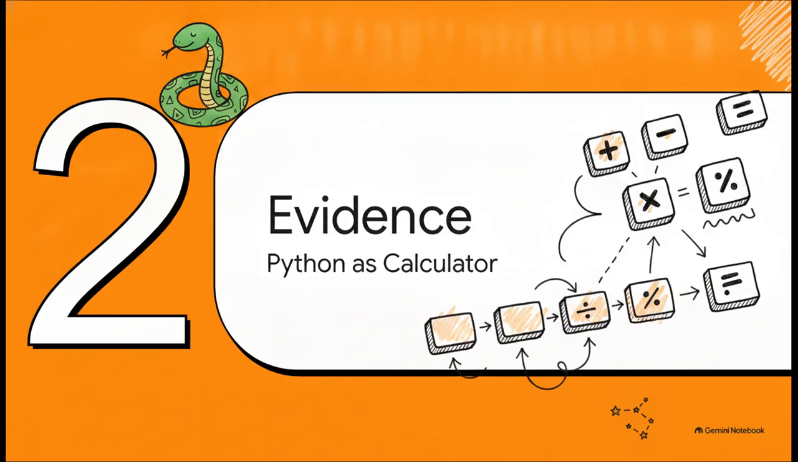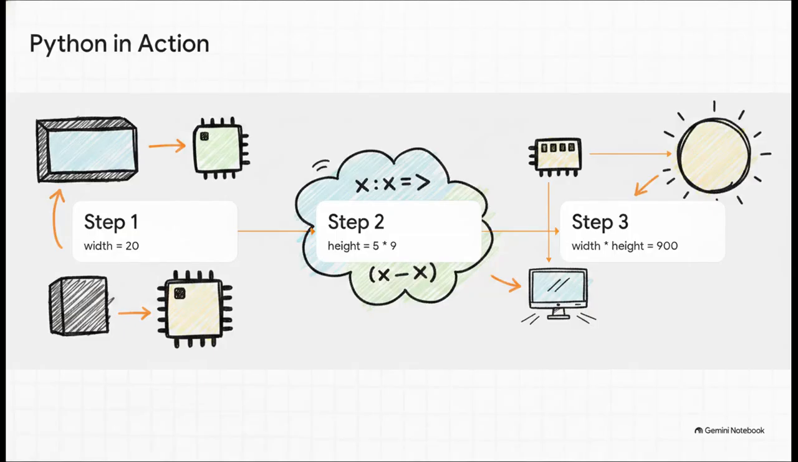Section 2. Evidence. Python as calculator. This actually perfectly mirrors a calculation you might do in your math or geometry class, but with computer memory involved. Take a look at step 1. width = 20. We assign the value 20 to the target name width. Then in step 2, height = 5 * 9. Python calculates that math behind the scenes, gets 45, and assigns it to height.